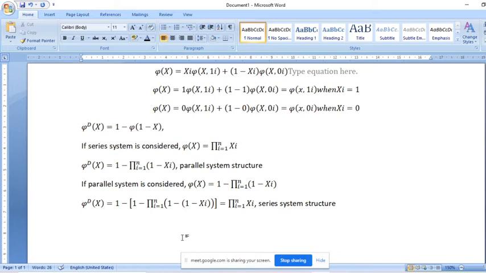So now we move to coherent systems. What are the specialties of a coherent system? One is that all the components are relevant. The second condition is that phi is an increasing structure function.